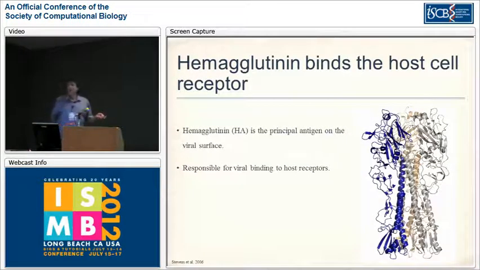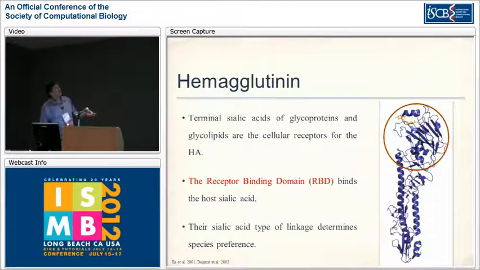The thing that binds to the receptor is the hemagglutinin protein shown here. It's a homotrimeric elongated protein. You see here one subunit with binding to the sialic acid receptor. This region here is called the receptor binding domain, and we will focus on this region. It's obvious that we should look at that because that's where the binding is, and we want to look for specificity.